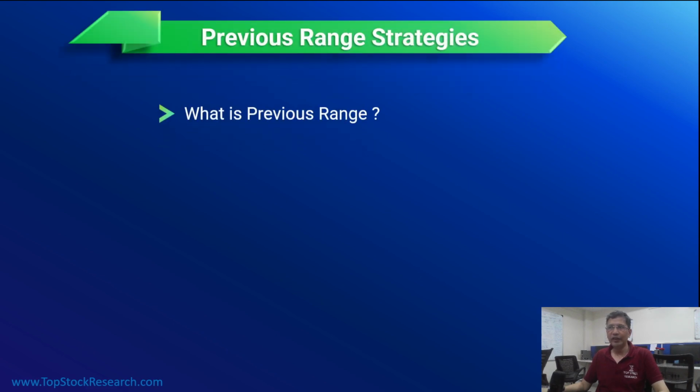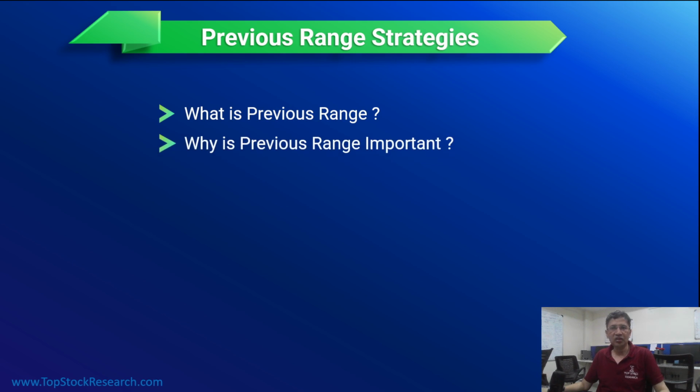So we'll start with the usual thing. What is previous range? Previous range can be any of the previous ranges. It can be previous day, previous 2 days, previous week, previous month, whatever. So any particular period where there's a big volatility and it has created a solid range of a huge range of highs and lows. Whenever such a range is broken, that's called previous range breakout.